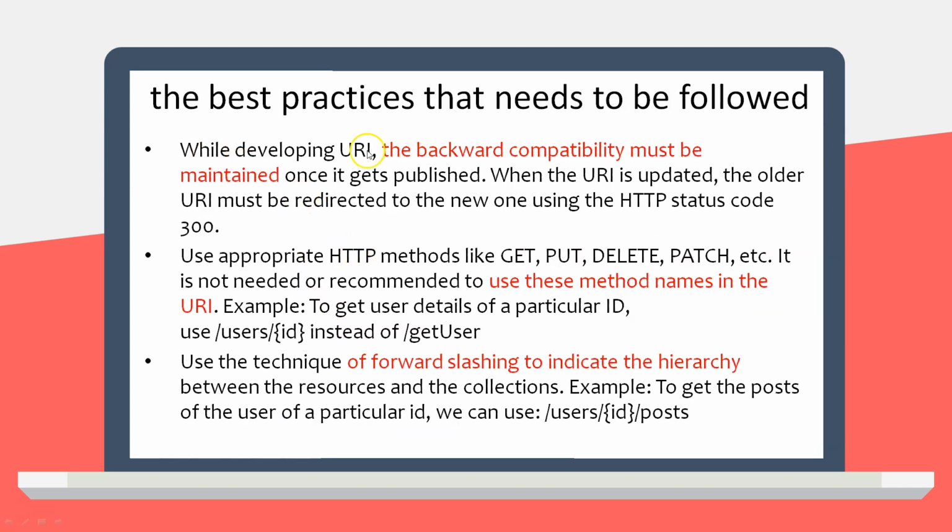Next, while developing URI, backward compatibility must be maintained. When the URI is updated, the older URI must be redirected to the new one using the HTTP status code 300. The point is, if you have got a new version of your API, make sure that you still support the older version as well. So backward compatibility must be maintained.